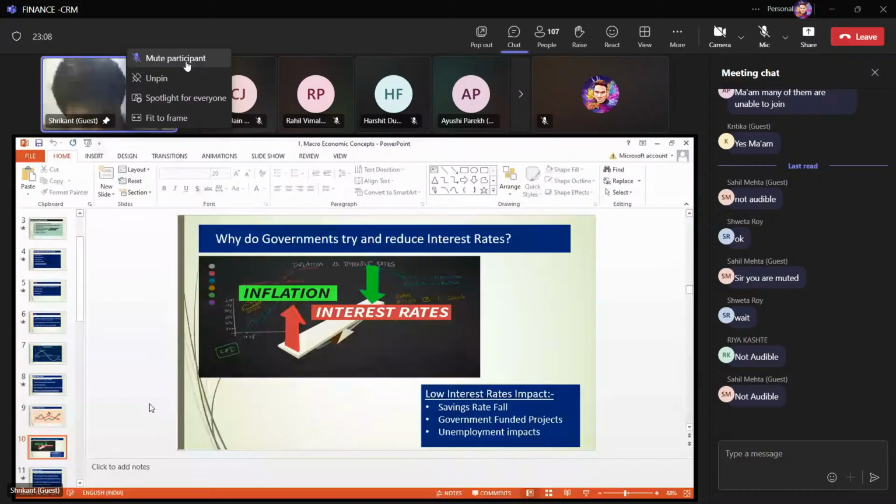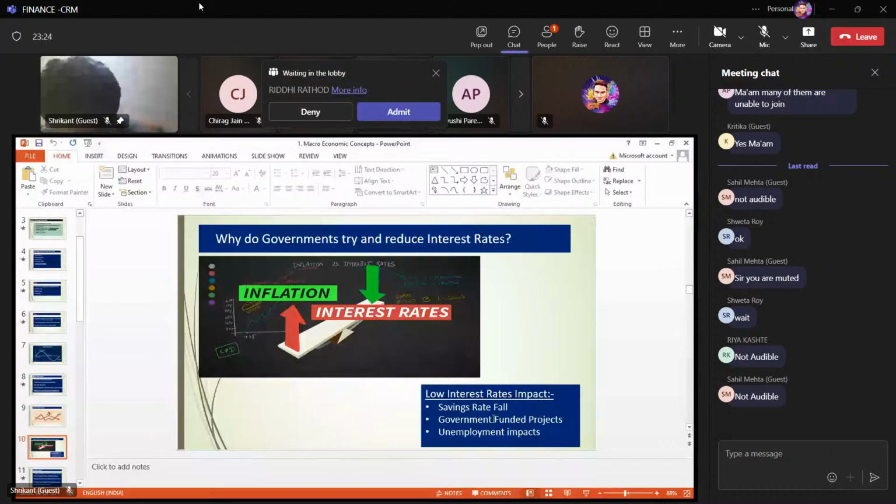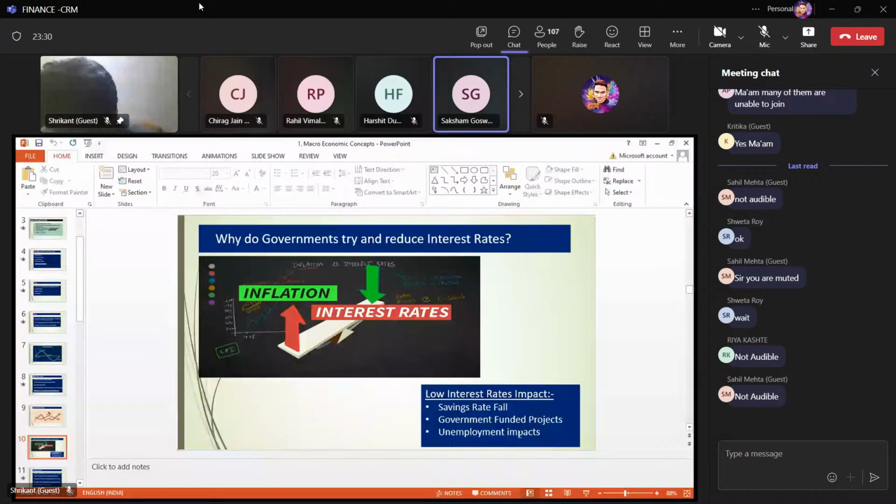So you can see what is happening here. When interest rates come down, inflation has a tendency to go up. So what does a low interest rate do? It impacts the savings rate, which falls. So if interest rates go, which interest rates are we talking about?